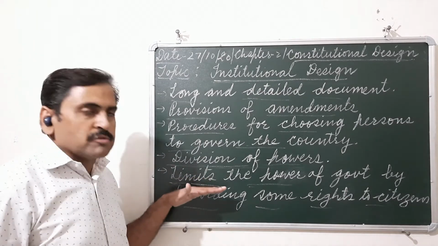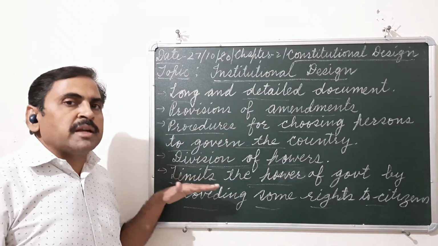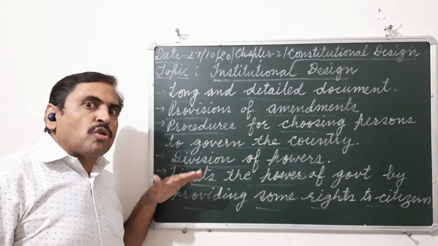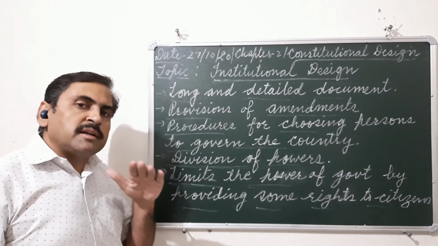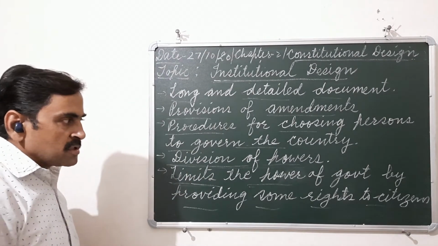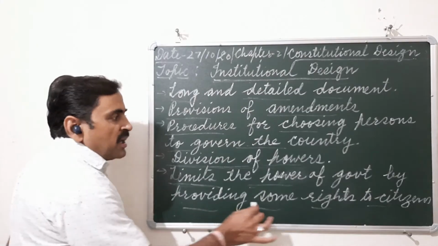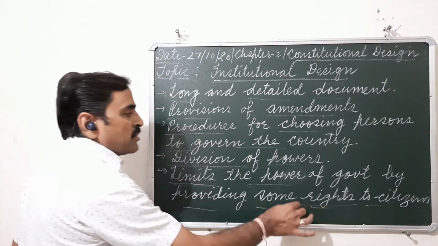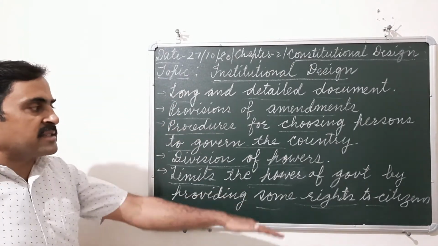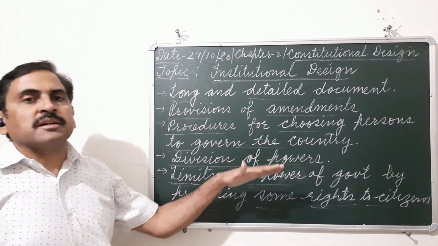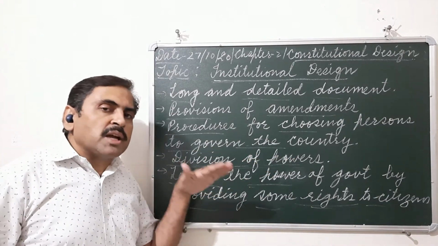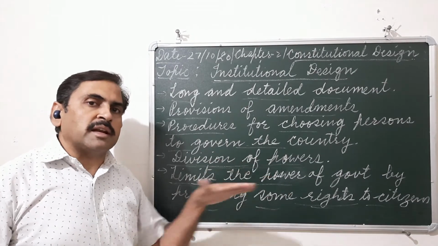The Constitution also limits the powers of the government. Because of the Constitution only, the government of India cannot work like a dictator, because the citizens also have been given certain rights. And these rights limit the power of the government. The government cannot do whatever it likes.